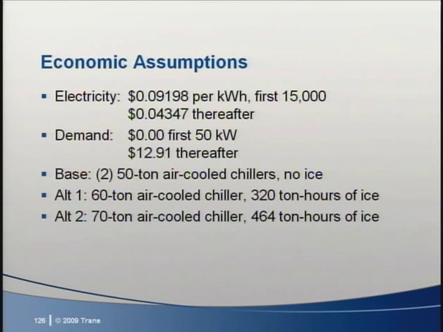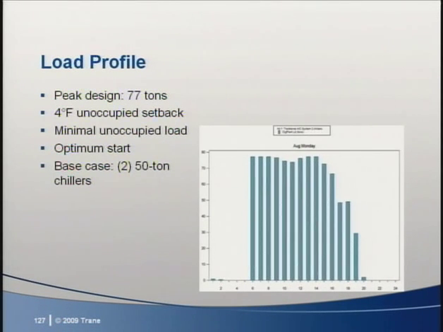Our demand charge is 0 for the first 50 kW and nearly $13 thereafter. This doesn't look like a good rate for ice, but let's see if we can make it work without off-peak rates or a ratchet clause. Here's our building's load profile on a design day in August. Our peak is around 77 tons.